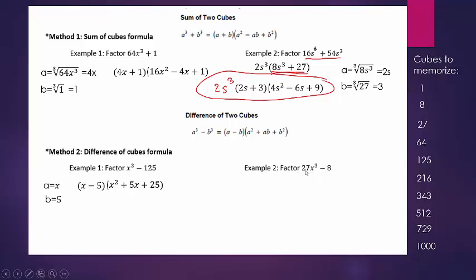So if we take the cube root of each of these, because I recognize they're cubes, I get 3x and 2. So these are what I'm going to be substituting in for a and b in my formula. So we subtract them. We square a, we multiply a and b, and then we square b, and our signs are just going to be minus, plus, plus. So really the big difference between these two is you have minus, plus, plus, and plus, minus, plus. That's it. Everything else you do the exact same.